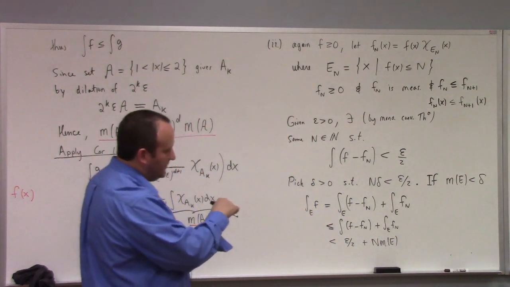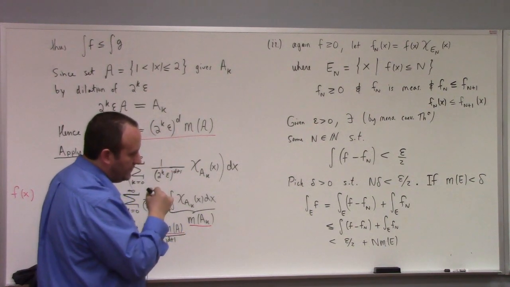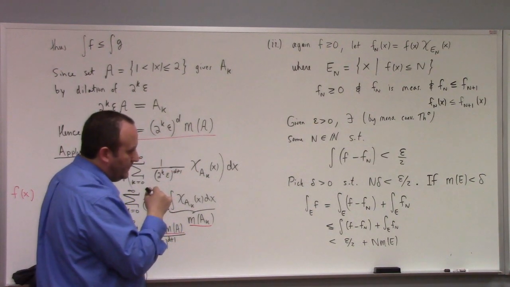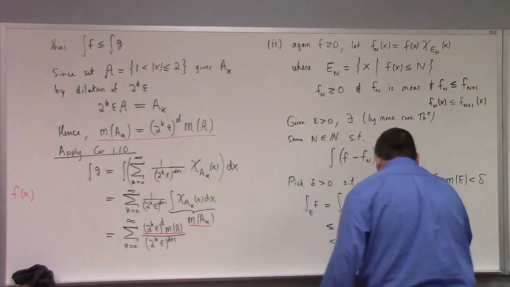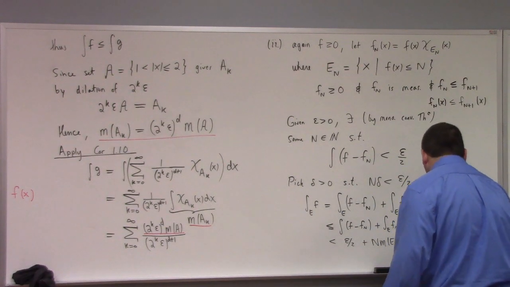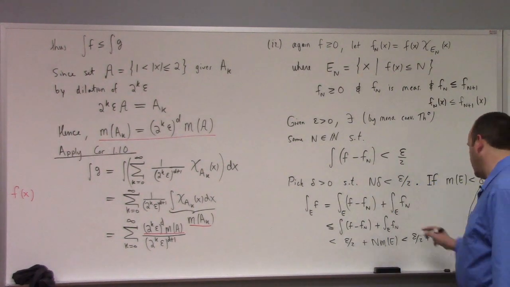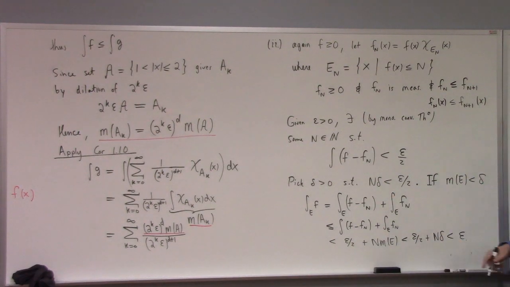But we chose N, so what do we have here? Where's the delta? Oh, measure of E is less than delta. Duh. So this is less than epsilon over 2 plus N delta, which, by the way, is less than epsilon, because that's epsilon over 2 plus epsilon over 2. And there you have it.